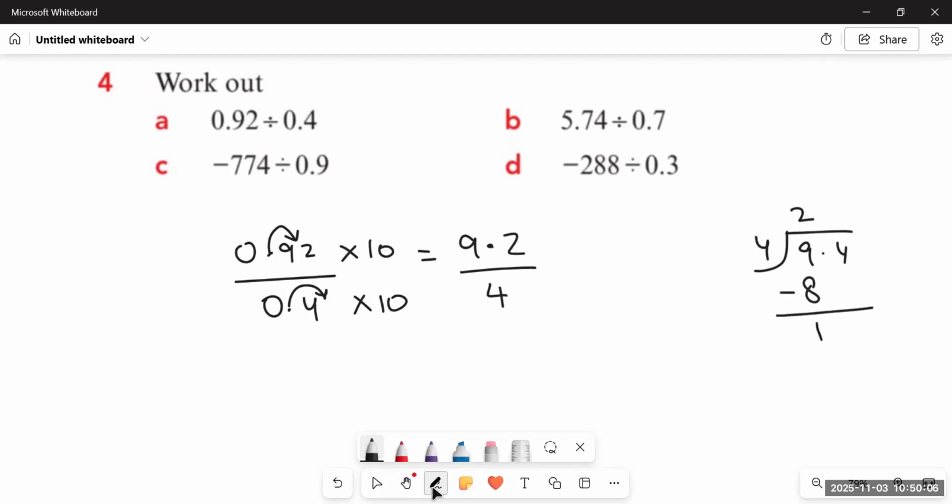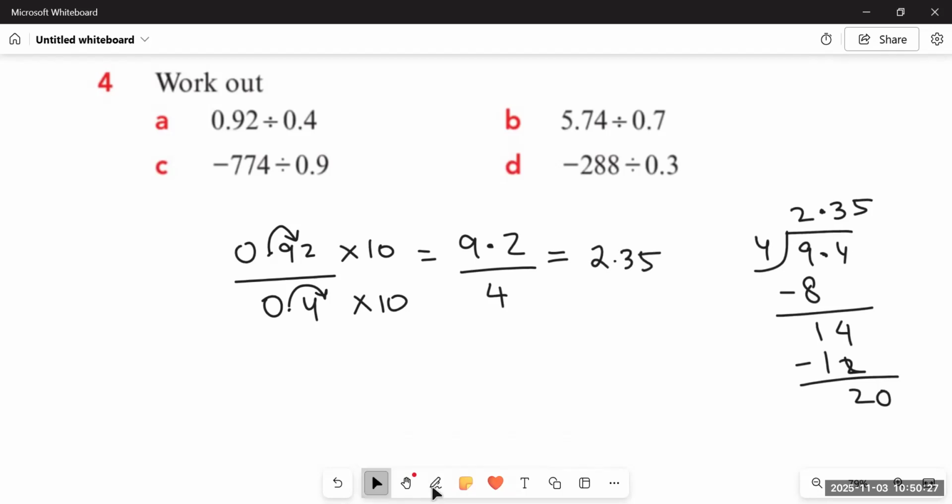Here comes 1. We'll bring down 4, but since there is a decimal, we'll put the decimal over here. We cannot divide 14 by 4, so we'll multiply 4 by 3, which becomes 12. Here comes 2, it's the remainder, and then we'll put a 0 using the decimal, and here comes 5. So the answer would be 2.35.